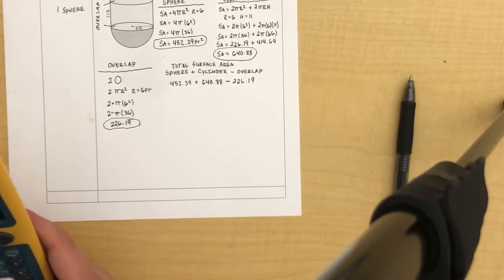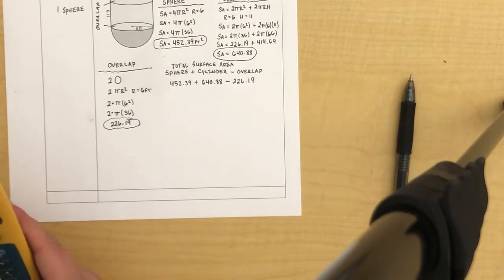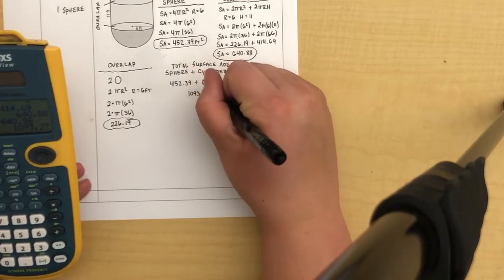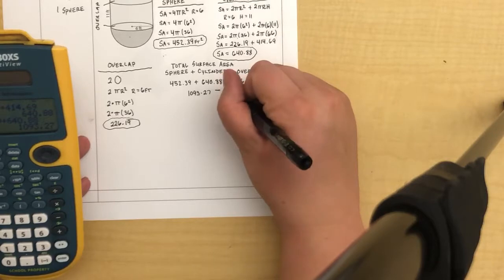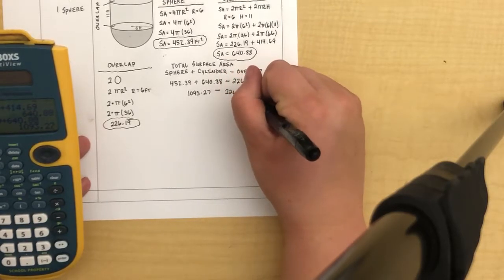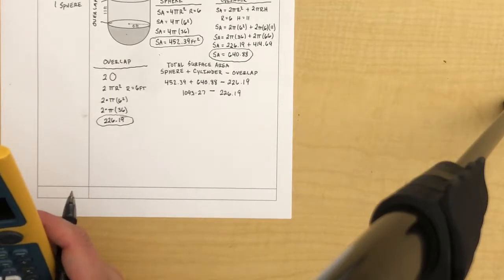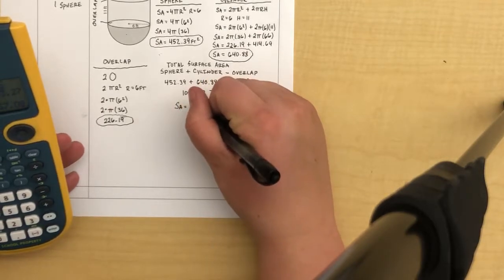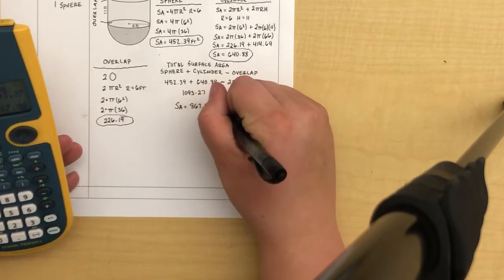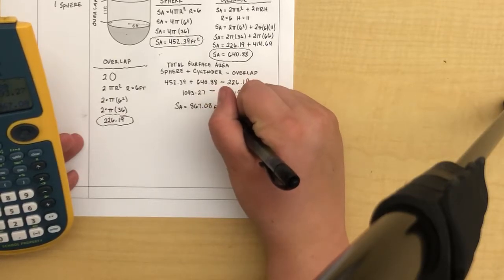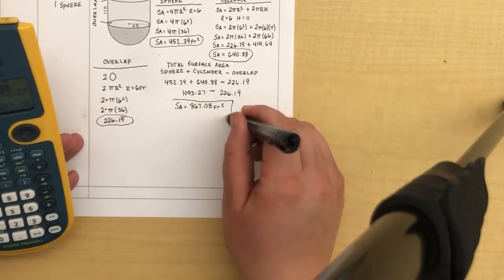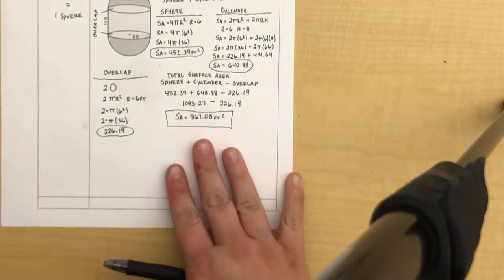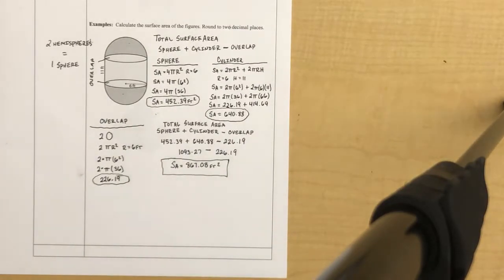452.39 plus 640.88. That's going to be 1,093.27. We are subtracting 226.19 from this, and that's going to give us a grand total surface area of 867.08 feet squared. That is going to be our answer. Again, this is how you find the total surface area for this shape.